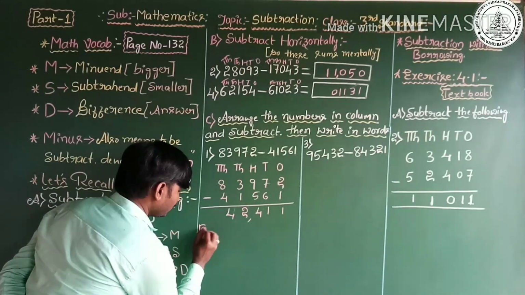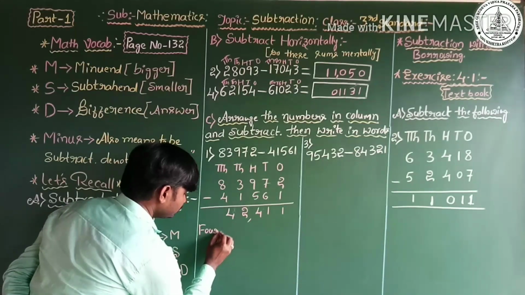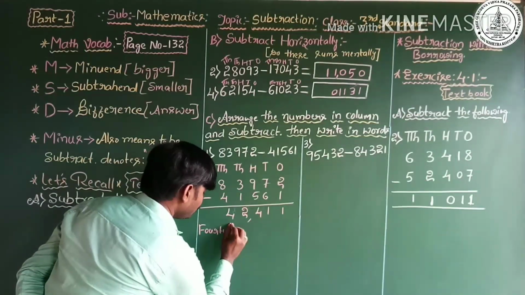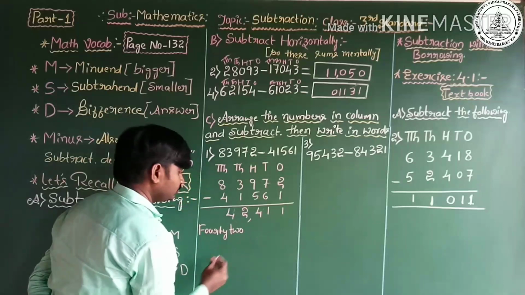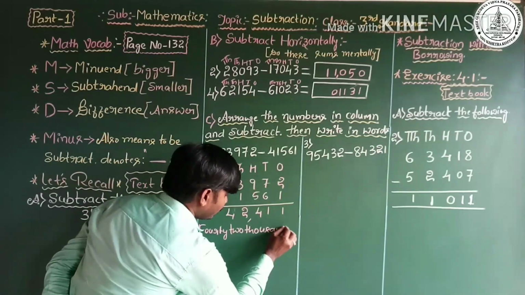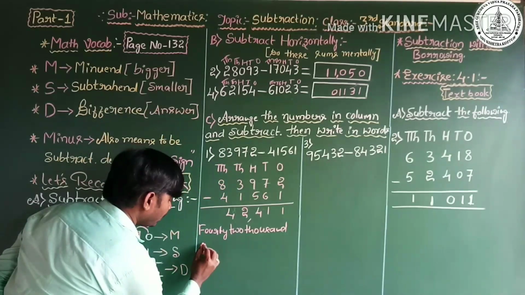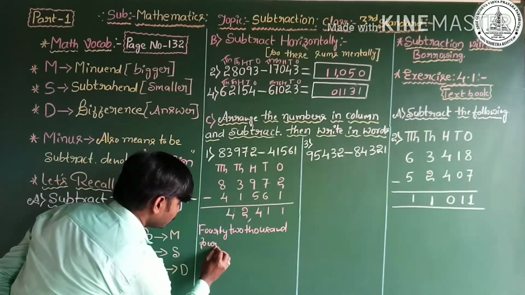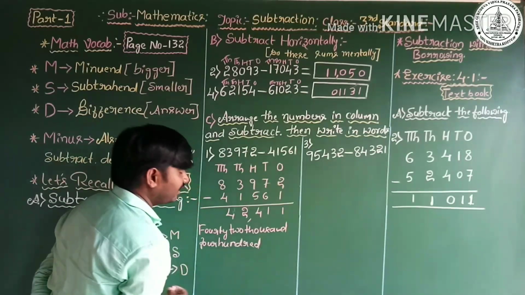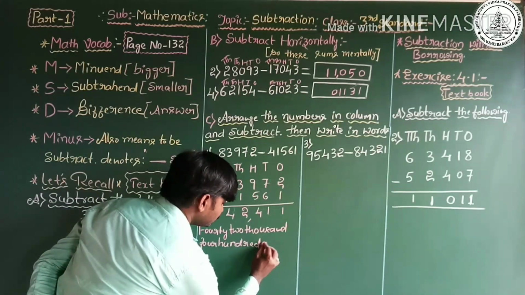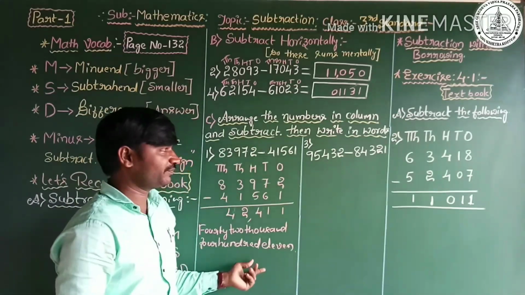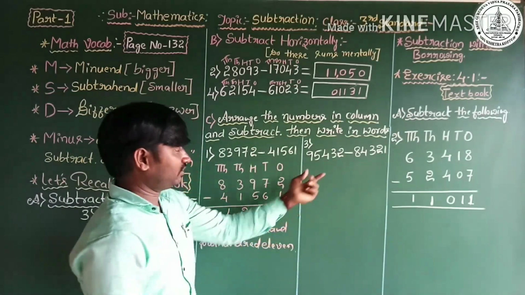42,000, 42,400, 411. Yes, I am right, dear student. Go to the third question.